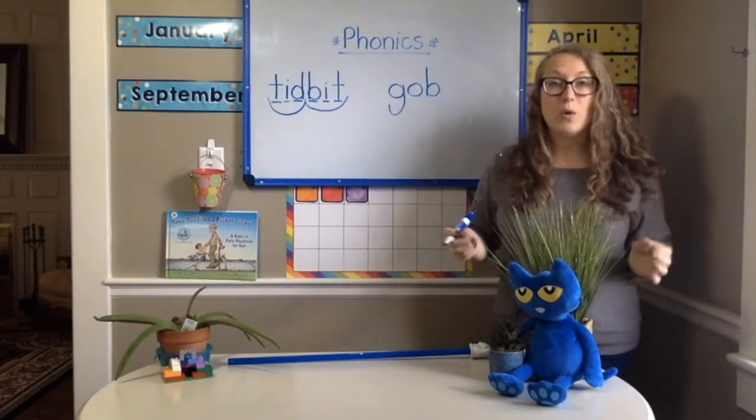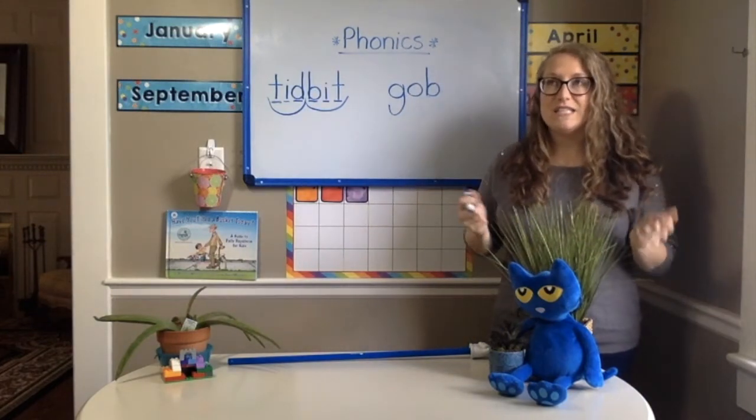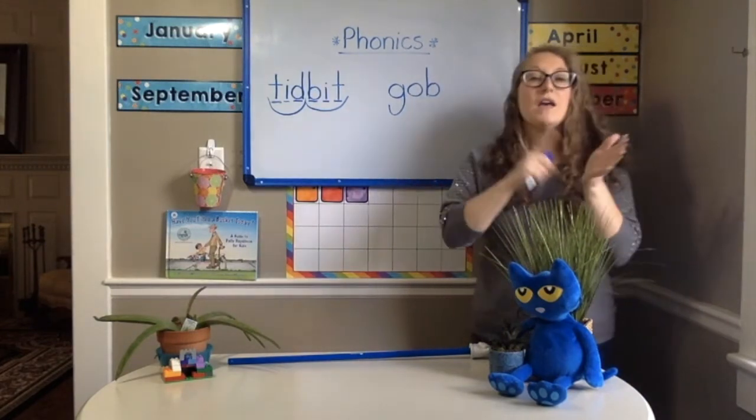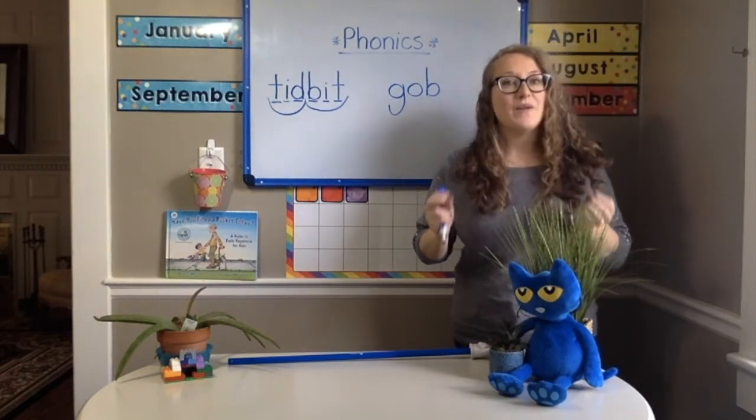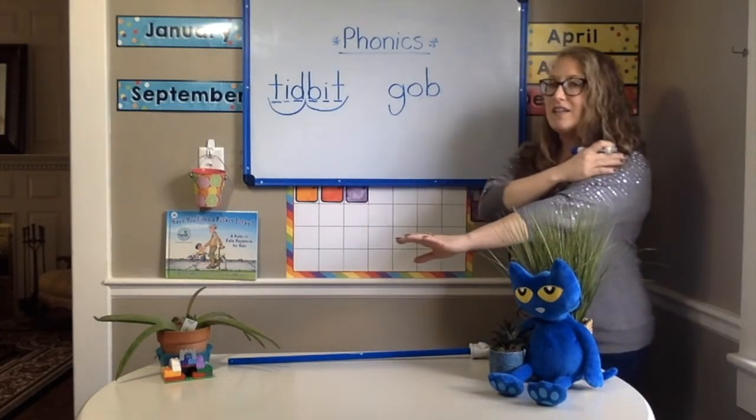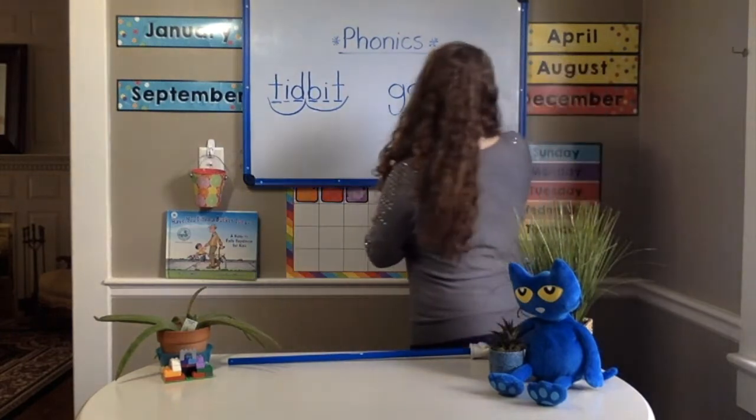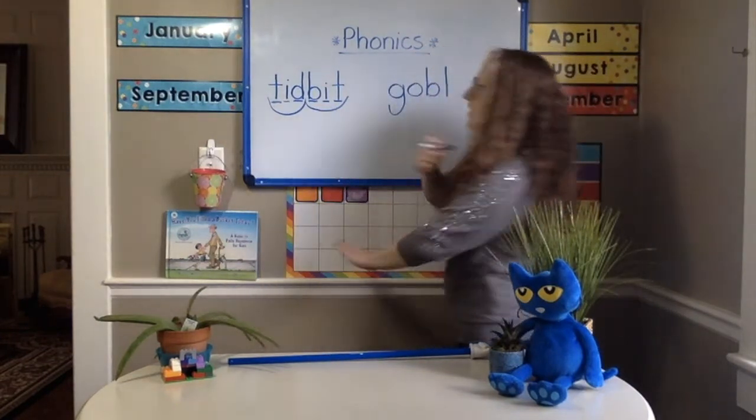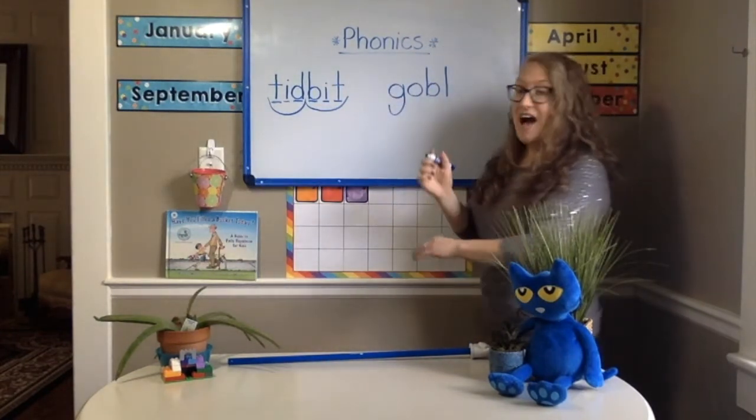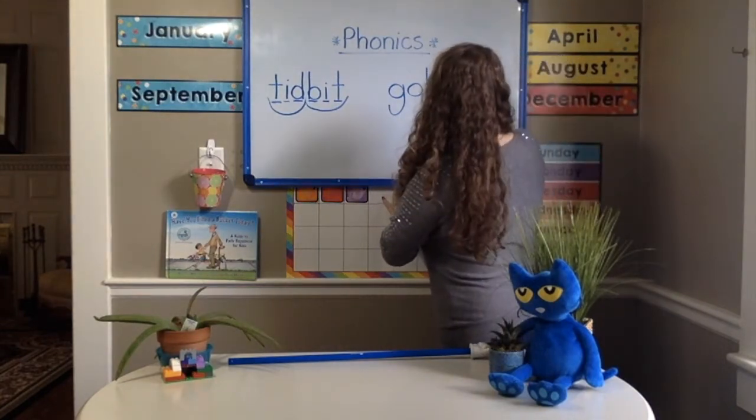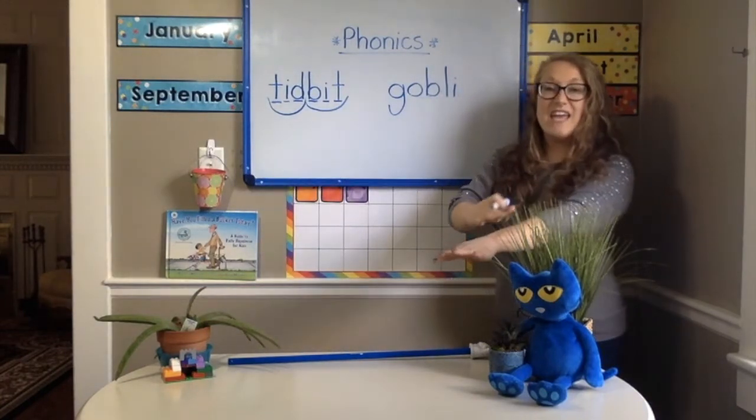Okay, we're sounding out the word goblin. So let's see what's next. We have gob, goblin. Now we need to sound out lin. O, L. O, I. L, N.